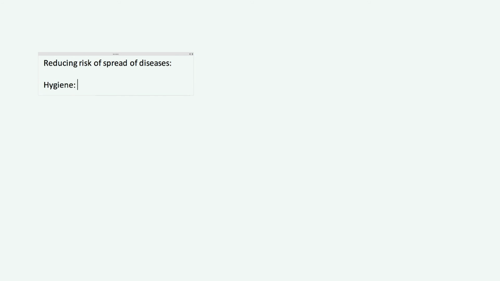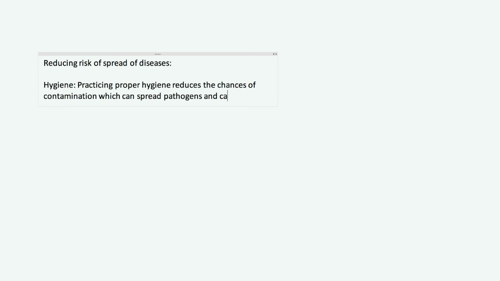Okay, so being hygienic or practicing proper hygiene reduces the chances of contamination, which can spread pathogens and cause infection. Okay, makes sense. Things like washing your hands, right? You wash your hands, you're killing potentially harmful pathogens that may be on your hands, right?